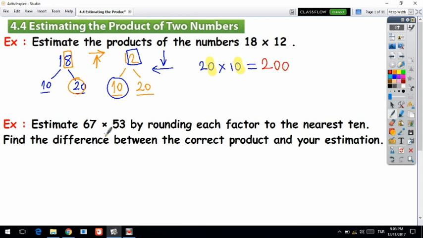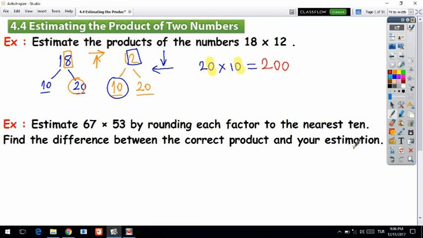Okay, now let's look at another kind of question. The example says estimate 67 times 53 by rounding each factor to the nearest 10. So first, of course, we round each number to the nearest 10. Then we multiply. Let's continue to read the question. Find the difference. Difference says you subtract. But what do you subtract? The correct product and your estimation. Correct product is our real answer, our real result. And estimation, as you remember, first you round, then you multiply. So this is an estimation.